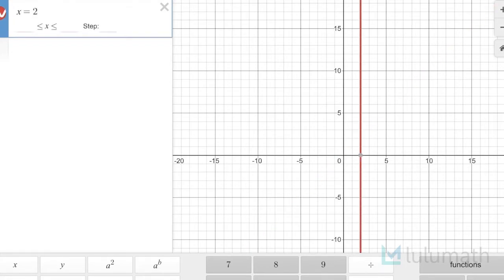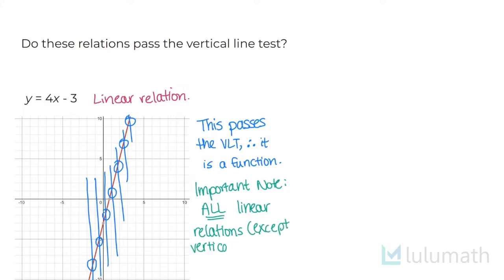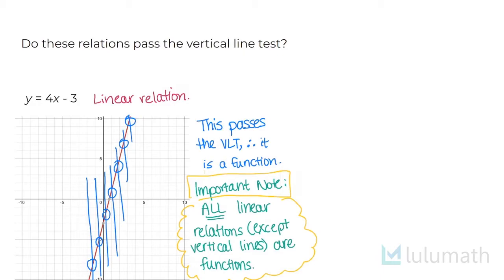So like x equals 2, for example. If I were to draw a vertical line through x equals 2, it would intersect infinite times. Therefore, my input has infinite outputs, making it not a function. So essentially, not only is y equals 4x minus 3 a function because it passes the vertical line test, all linear relations except for vertical lines are functions. They all will pass the vertical line test. So again, all linear relations except for vertical lines are functions because they will always pass the vertical line test.